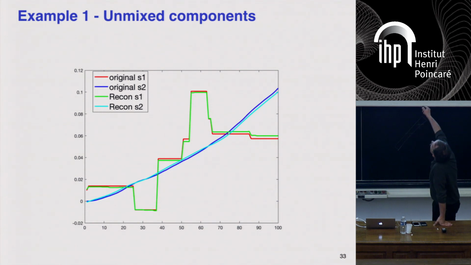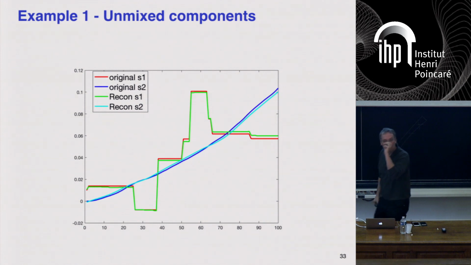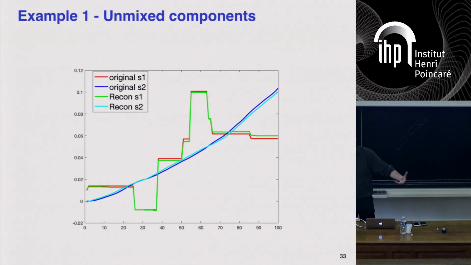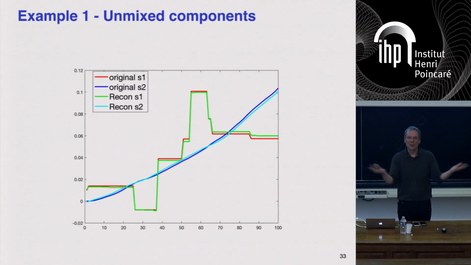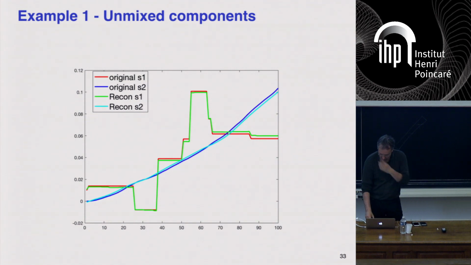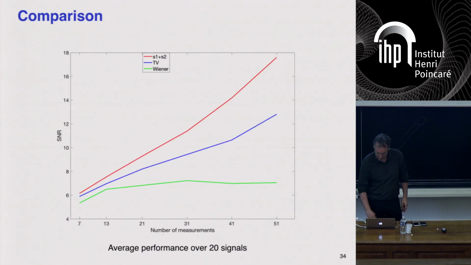so here are the unmixed. So the original S1 and S2, and the reconstructed S1 and S2, and they've been unmixed. Okay, so that's actually quite remarkable. Sometimes we are off by an offset, because actually the two operators have the same null space, but so you have to impose some boundary conditions.